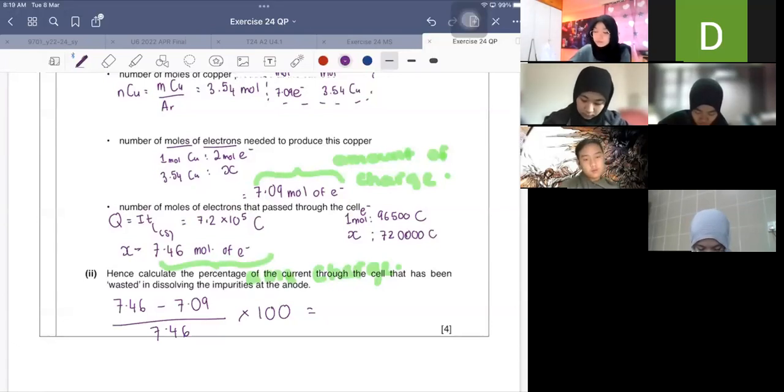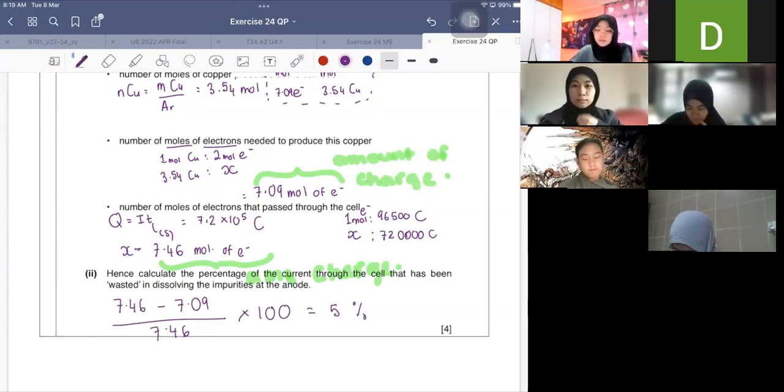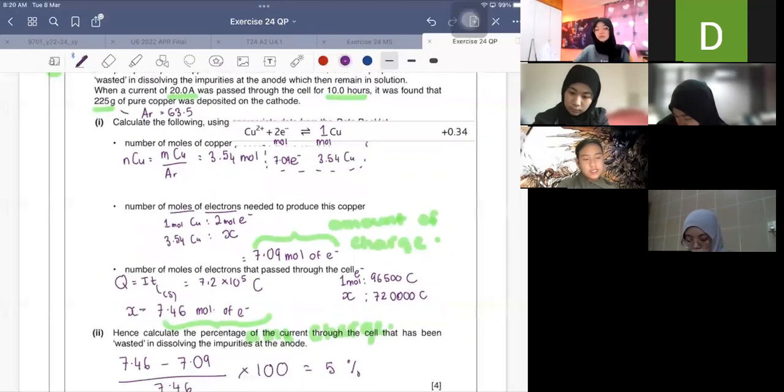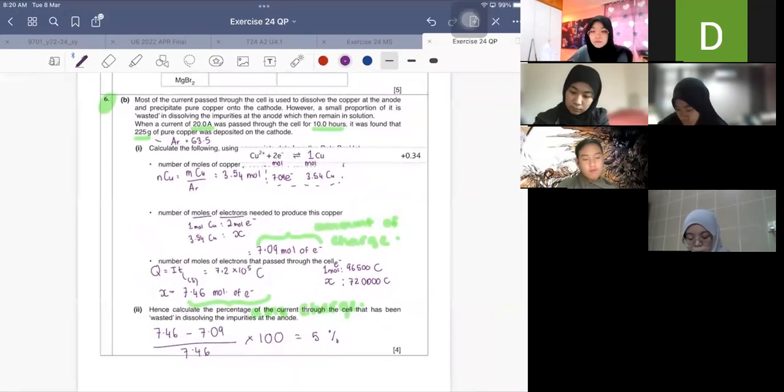Right, so you should get an answer of around 5%. That means not all 100% of the electricity supplied from the power supply in your electrolysis is being used to produce copper. Maybe some of it is lost, or some of it is used to react or dissolve other things, or to electrolyze other things. Okay, so that's what the question is. Part two is not so related to chemistry, but it is part of the question. And sometimes they like to throw in questions that require common sense.